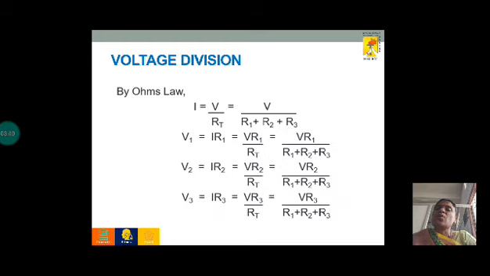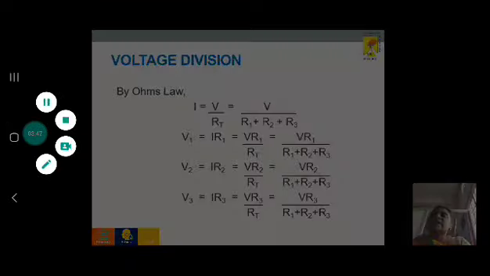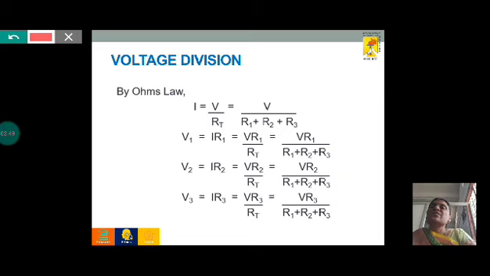Next, we have to find the individual voltages across the resistances. For that, by using Ohm's law, we know that I equals V by RT, that is equal to V by (R1 plus R2 plus R3). In order to find V1, we know that V1 equals I into R1. Instead of I, we substitute V by RT. So V1 equals V into R1 by RT, that is equal to V into R1 by (R1 plus R2 plus R3).